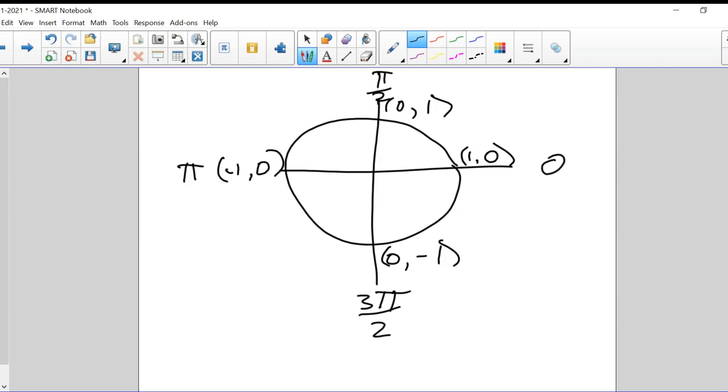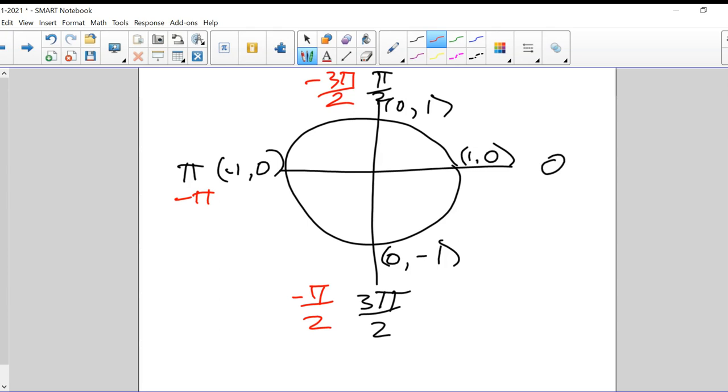But if I'm going in a negative direction, and you're right, I'm going in a negative direction, then this down here would be minus pi over 2. This would be minus pi. So minus pi and plus pi are in the same position. And this would be minus 3 pi over 2.